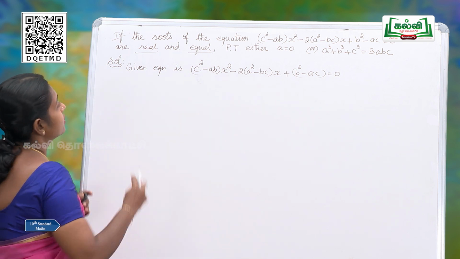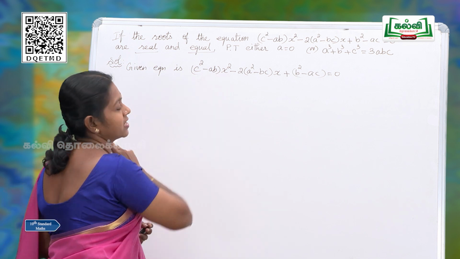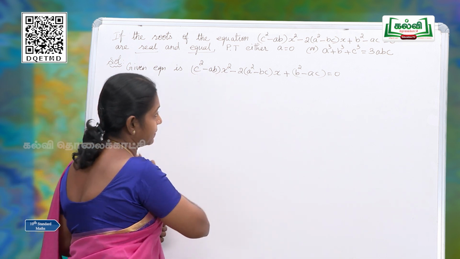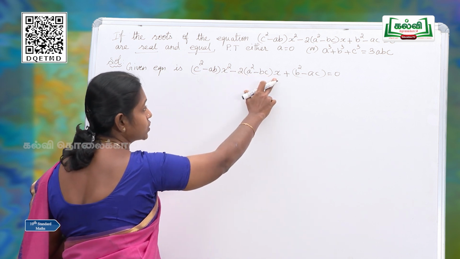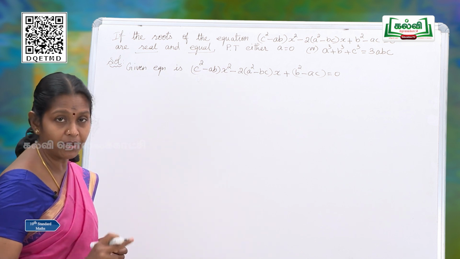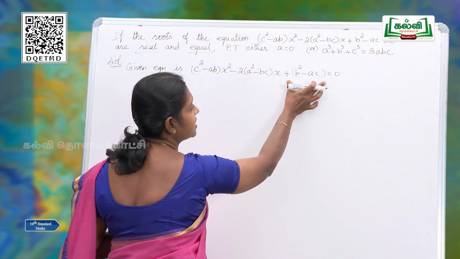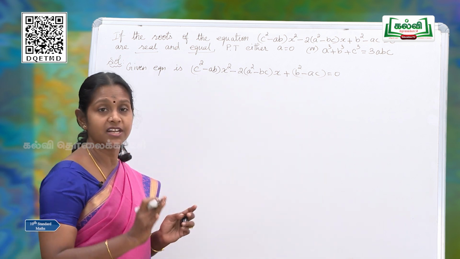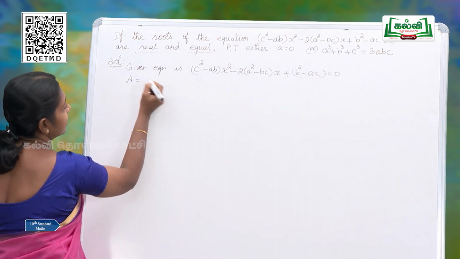Now listen, we all know the given equation is what? (C squared minus ab) of x squared. That means the coefficient of x squared is c squared minus ab, and minus 2 of (a squared minus bc) of x. That means the coefficient of x is minus 2 of (a squared minus bc), and plus (b squared minus ac). Say in these two terms there is no variable at all. That means it should be considered as what? Constant.